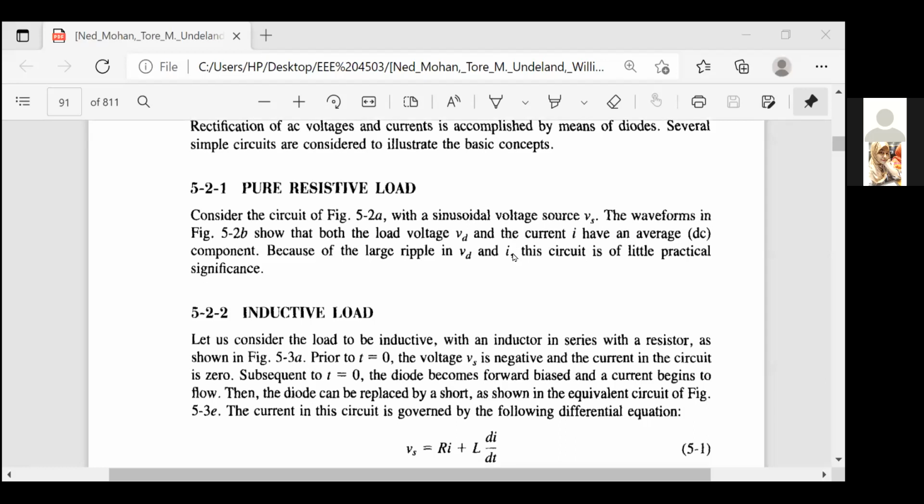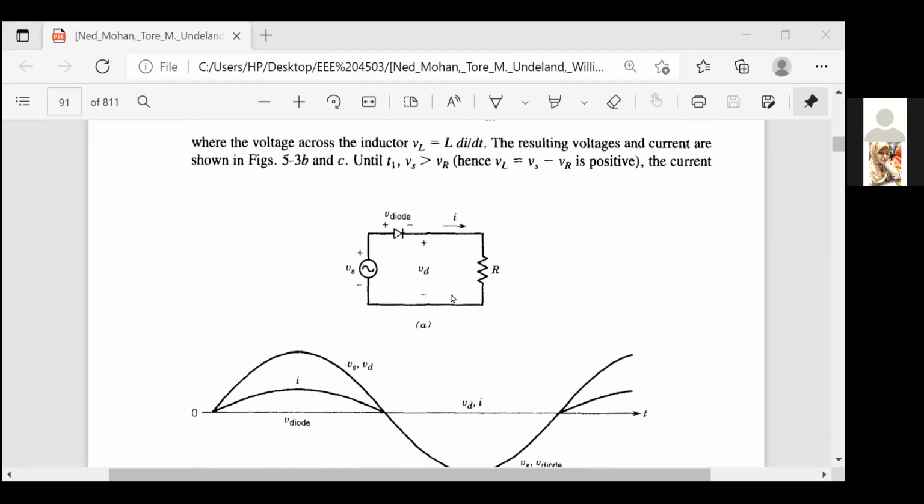For the pure resistive load for the half wave rectifier, the circuit will be like this. This is the input voltage, the diode is here, and the load is your load. You know that for the positive half cycle of the input voltage, this diode is on.